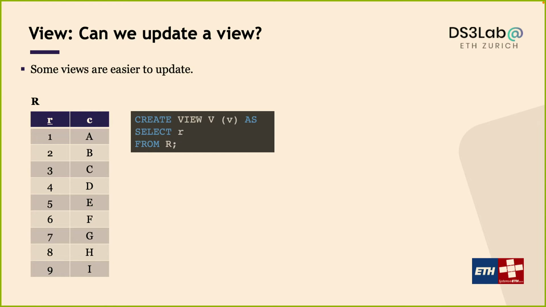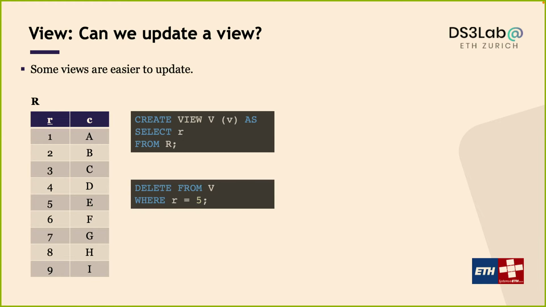And you define a view as a projection. You project out the C attribute. You only keep the primary key of this relation. In this case, you say, let me update this view. I want to delete a tuple where R equals 5.